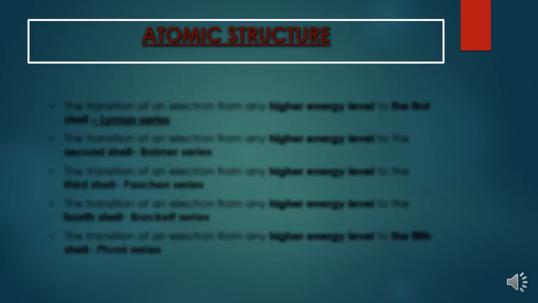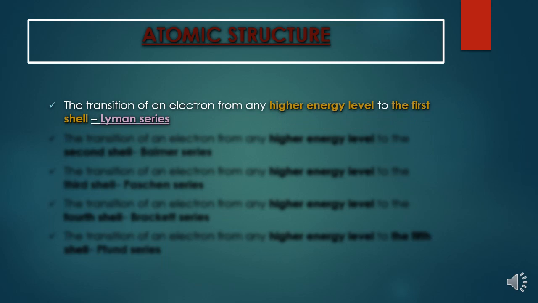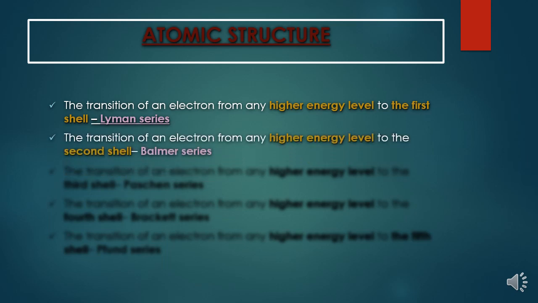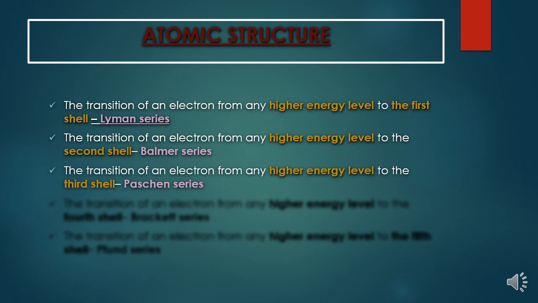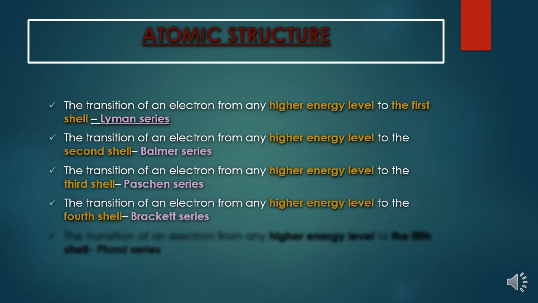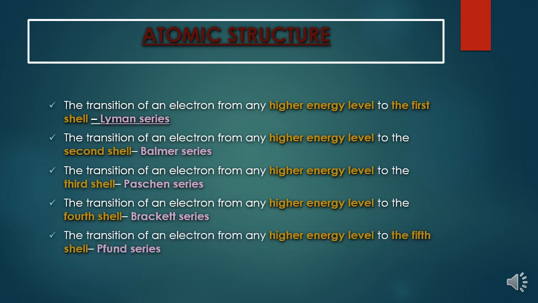So let me tell you what I was saying. The transition from any higher energy level to the first energy level is the Lyman series, to the second, the Balmer series, to the third, the Paschen series, to the fourth energy level, the Brackett series, and then from any higher energy level to the fifth, the Pfund series.